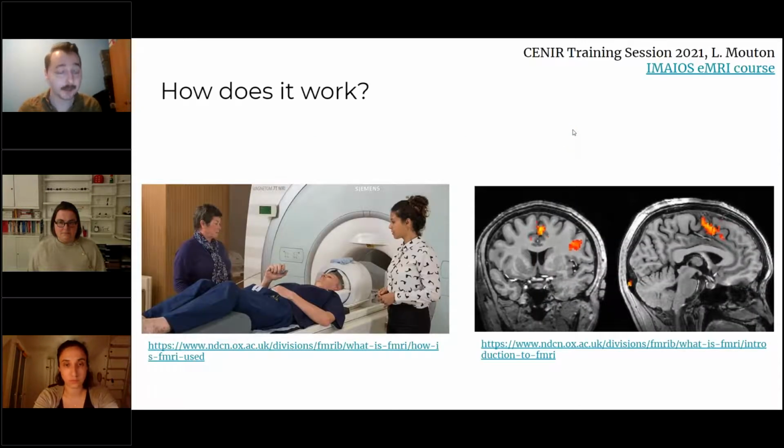So how does it work? Well, what I hope to give in this section is an idea of how we can get from this, getting someone to come to your lab and actually lie in this scary machine while we bombard their brains with magnetic fields and radio frequency energy, to the pretty images of brain areas lighting up that we see in the studies and in the newspapers.